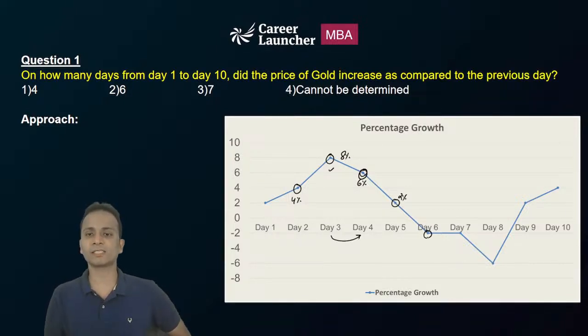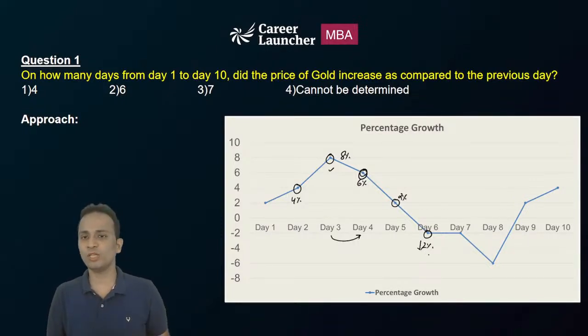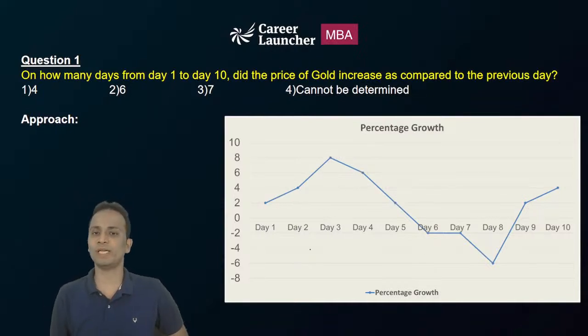Looking at day 6, the growth is -2, so that means the price has dropped by 2%. Okay, so whatever the price was on day 5, now on day 6 it has dropped by 2%. So day 6 will not be considered, and so on. Okay, so this is the actual data.